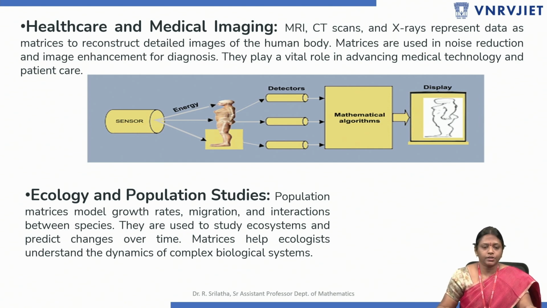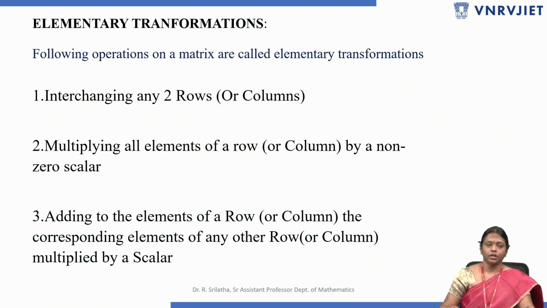So another application is ecology and population studies. So population matrices here model growth, it may be the growth rates, the migration, or the interaction between the species. And here it is used to study ecosystems and predict changes over a time period. So here matrices help ecologists to understand the dynamics of complex biological systems. So these are some real-time examples for matrices.